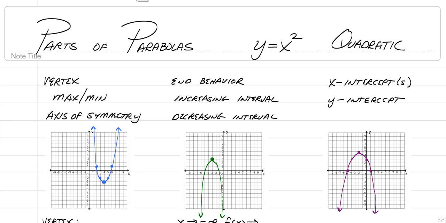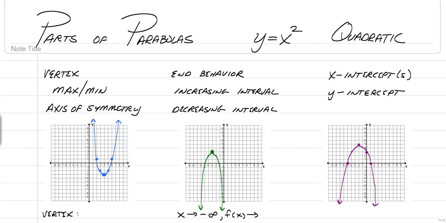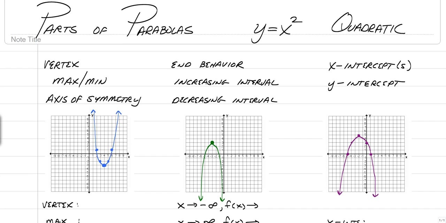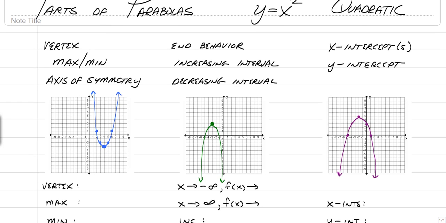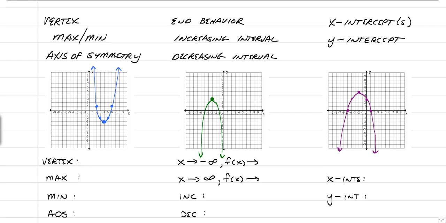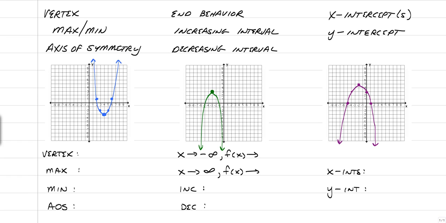Getting ready to talk to you about parts of parabolas, which of course you know are quadratic equations, meaning y is equal to x squared. Now, there are all sorts of different types of quadratic equations we're going to be talking about. This video is just to discuss the important parts of a parabola. So there's a couple of things we're going to talk about first, and that's the vertex, whether or not that's a maximum or a minimum, and the axis of symmetry.